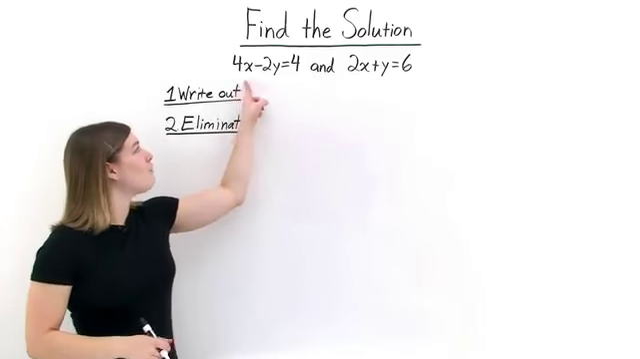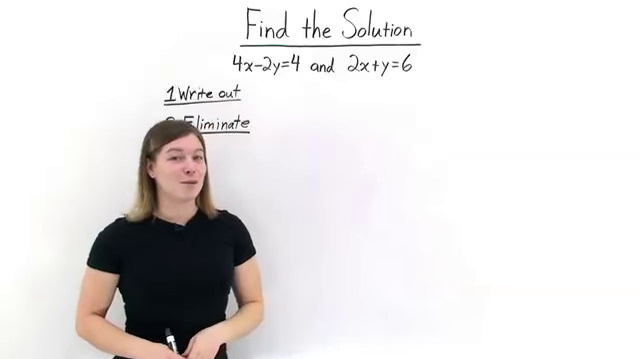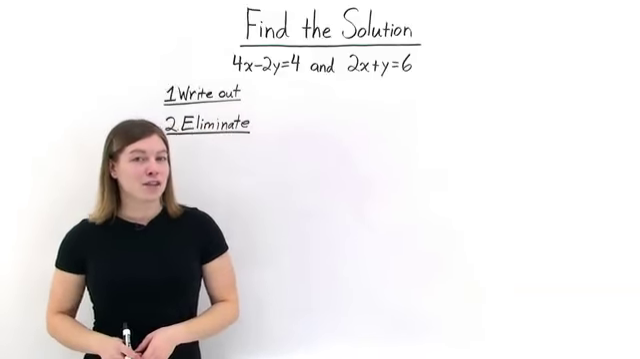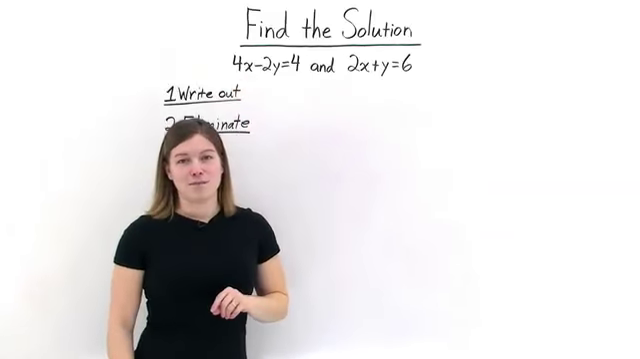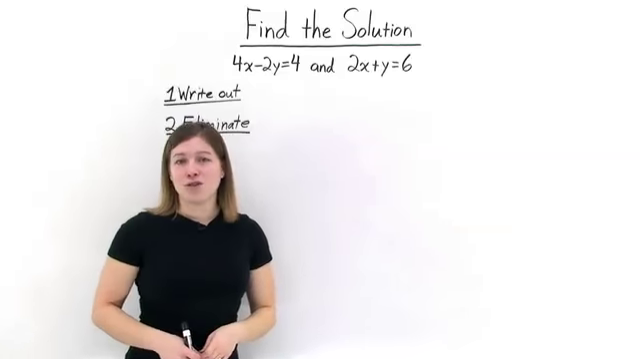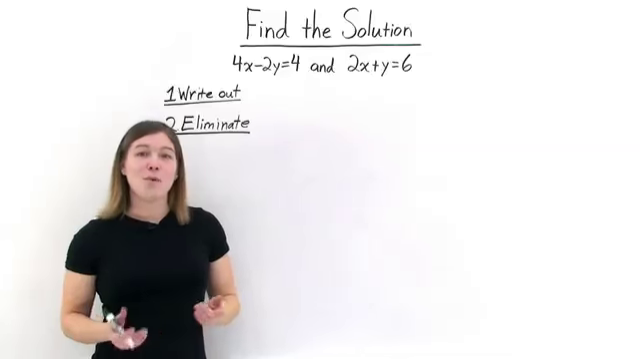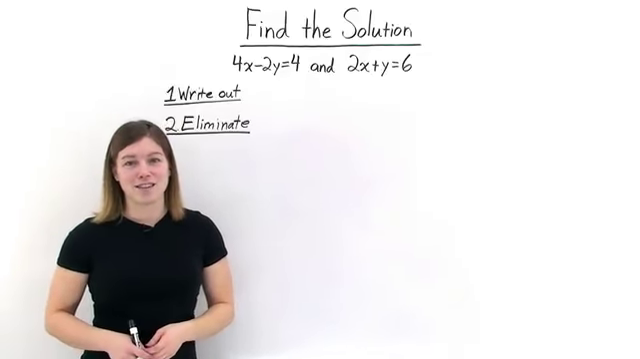Our equations are 4x minus 2y equals 4 and 2x plus y equals 6. Now for this example, let's try to eliminate the x variable. So we have 4x and 2x. Well, if we were to just add these two equations together, we would not eliminate x. So we need to do something to one or both of these equations in order to eliminate x.